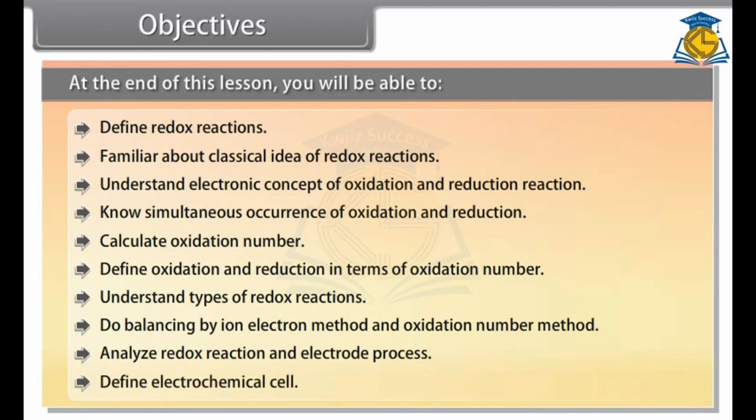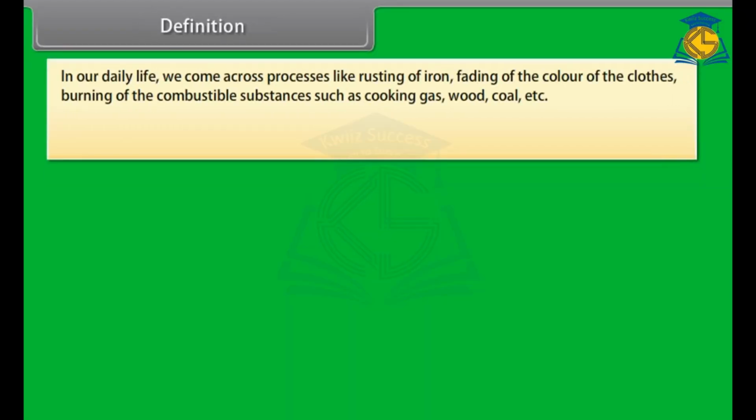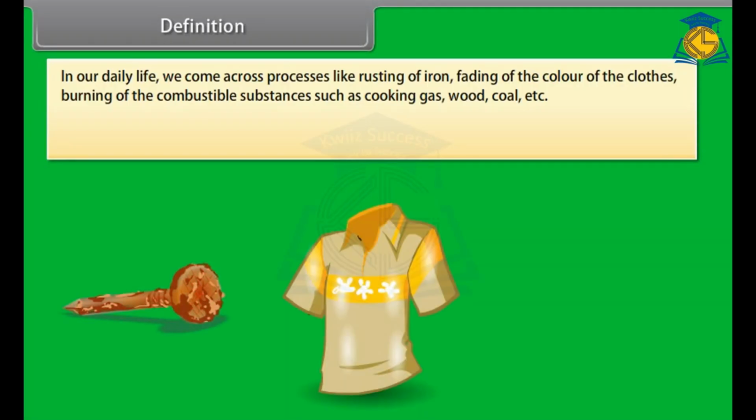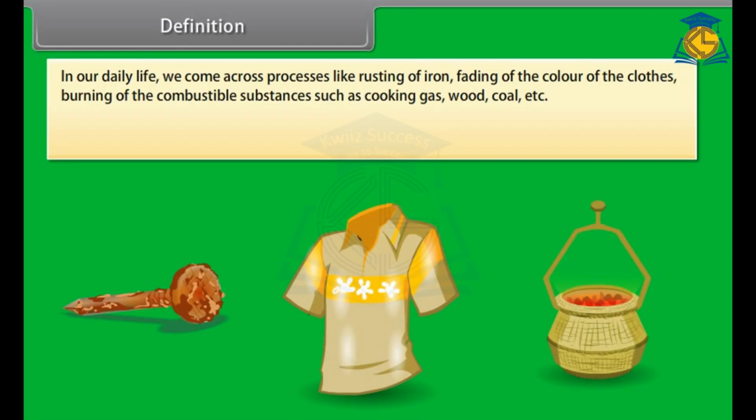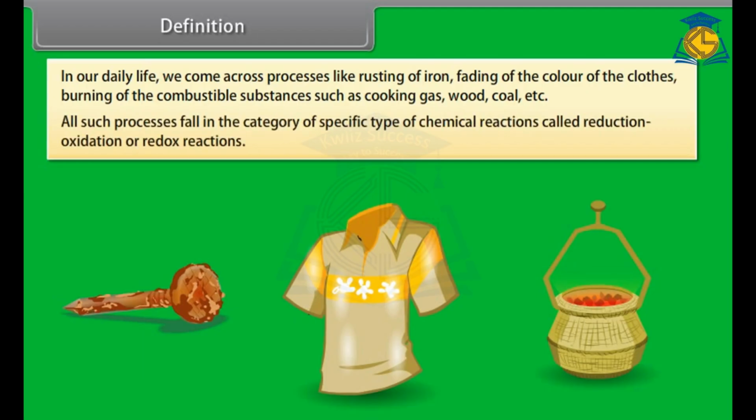Define electrochemical cell. Definition. In our daily life, we come across processes like rusting of iron, fading of the color of the clothes, burning of the combustible substance such as cooking gas, wood, coal, etc. All such processes fall in the category of specific type of chemical reactions called reduction oxidation or redox reactions.